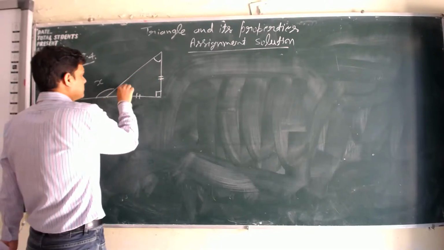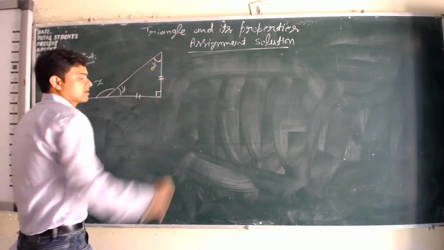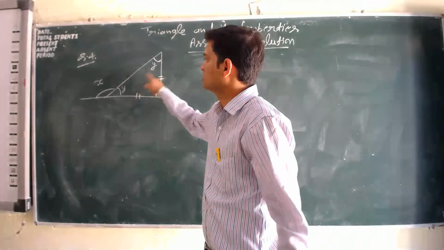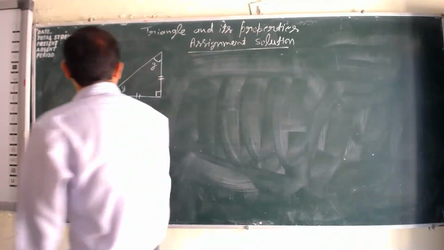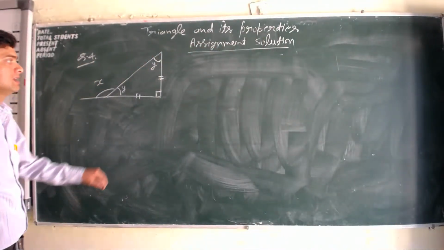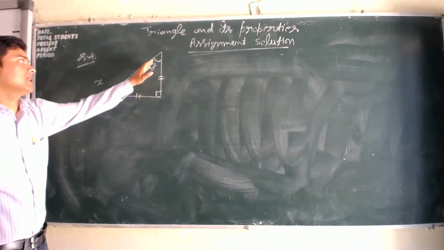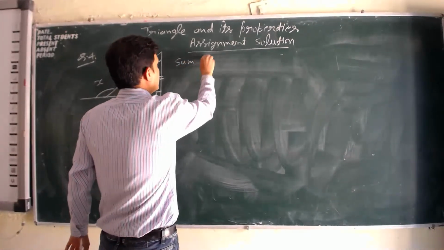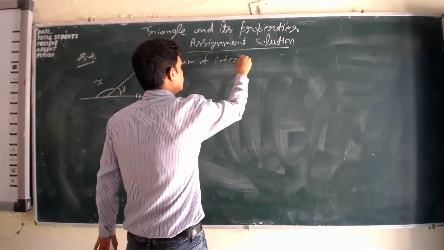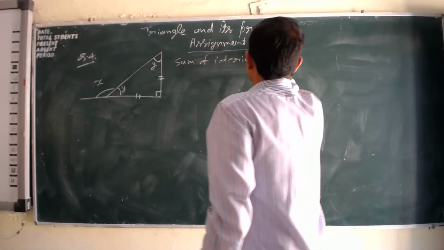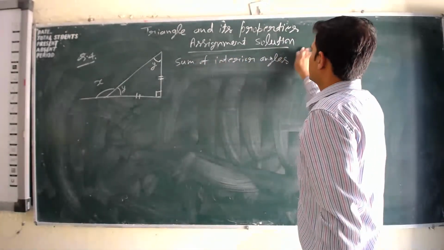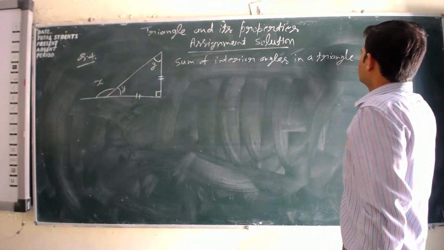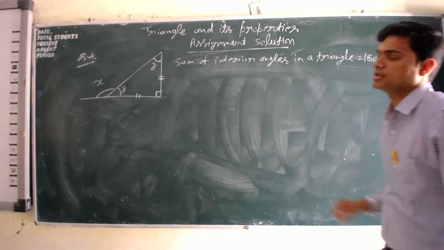Now we consider this as y. y and y both are the same. Now we can apply the angle sum property of triangle. The sum of interior angles in a triangle is equal to 180 degrees.